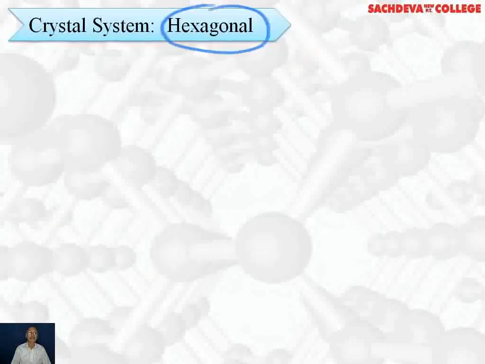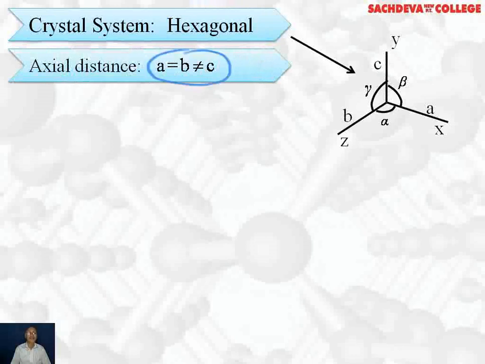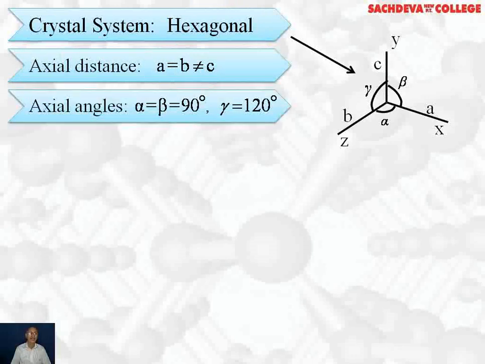Next, we are taking hexagonal crystal system. In hexagonal crystal system, A is equal to B but not equal to C. That is, two sides are equal but not the third side. And axial angles alpha and beta are equal to 90 degree, whereas the third angle gamma is equal to 120 degree.